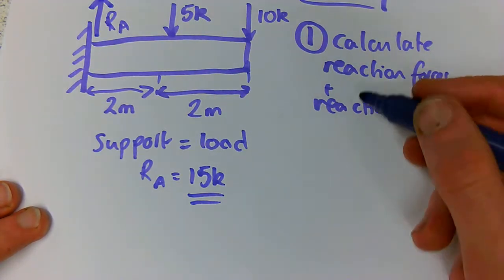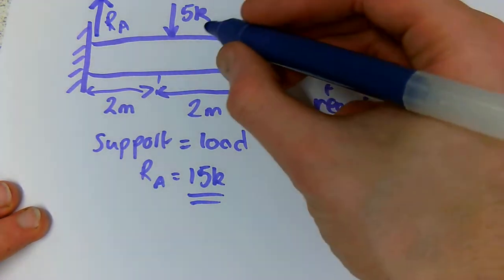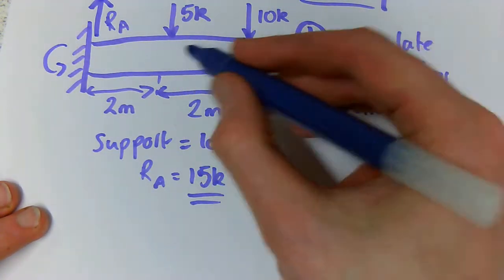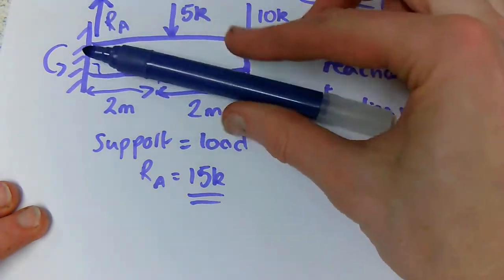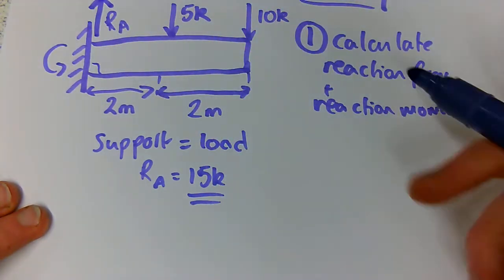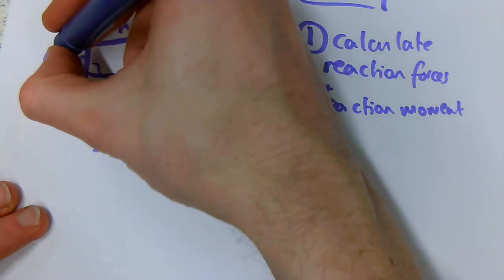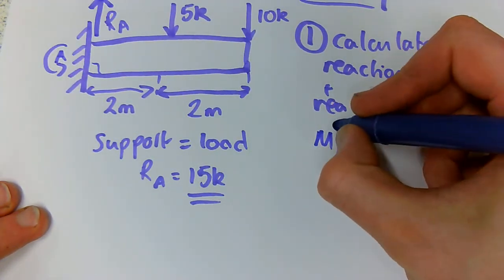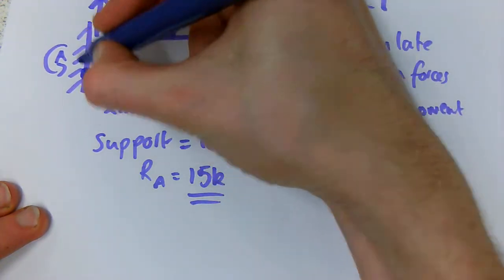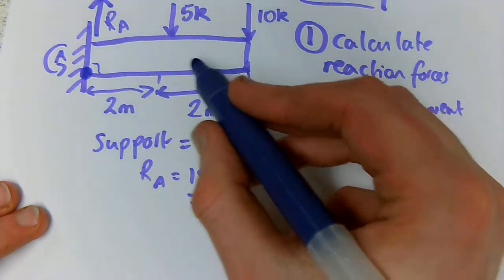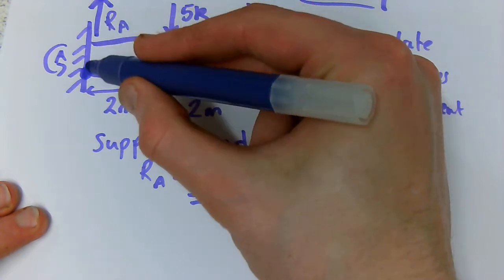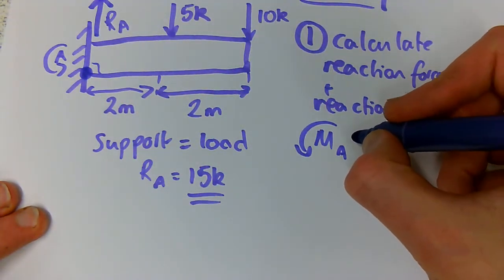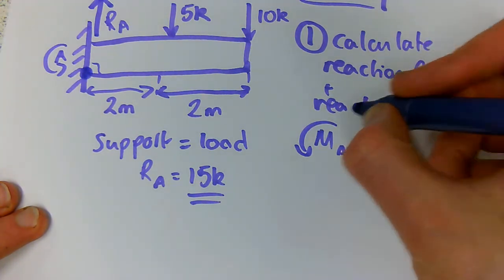Now that is not all, because there must be some reaction moment to counteract the bending going on, because otherwise this would just literally turn. So for our reaction moment at A, we would take our moments about A. RA does not have any moment because it's acting through the pivot, and we know that the sum of moments is equal to 0.